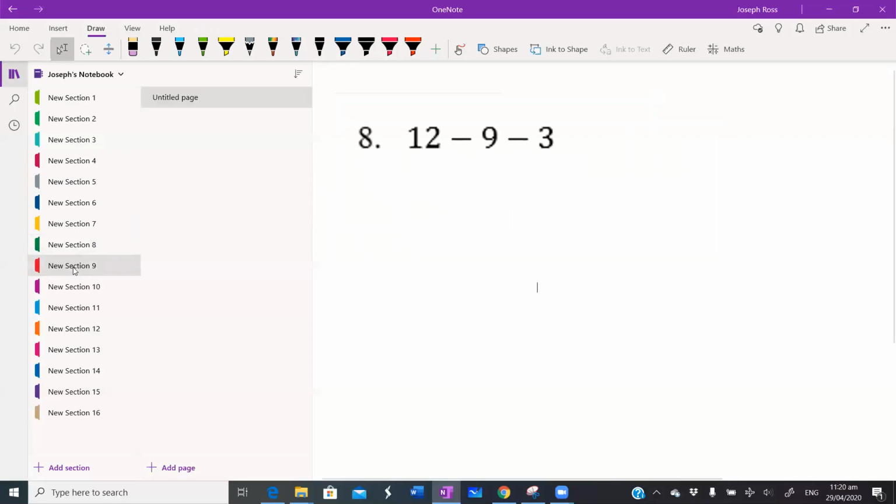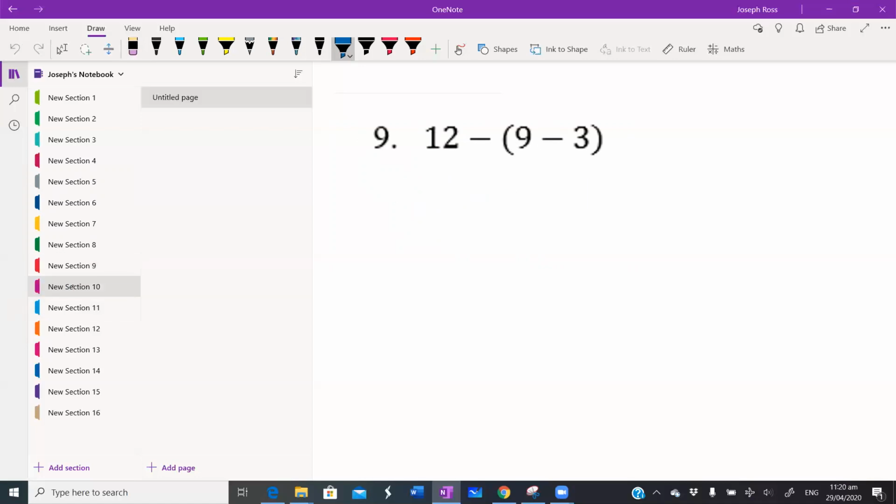Okay, question 8, we've got 12 minus 9 minus 3. There's no brackets, no exponents, no division and multiplication. It's all subtraction, so we're working from left to right. So 12 minus 9 is 3, minus 3 gives you 0. So 12 minus 9 minus 3, do the 12 minus 9 first, and that gives you 3, and then 3 minus 3 is 0.